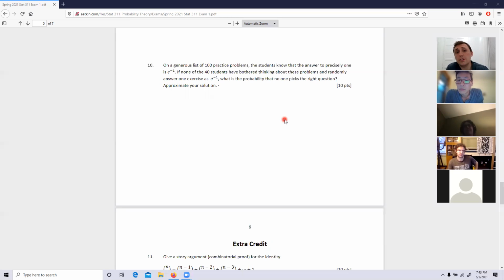If none of the 40 students have bothered thinking about these problems and randomly answer one of the questions as e to the -1, what is the probability that no one picks the right question? Do you understand? Basically, e to the -1 is the answer to exactly one of the 100 questions. 40 students, each of them independently answers the question. All the 100 ones, and just randomly assigns e to the -1 to one of those questions.